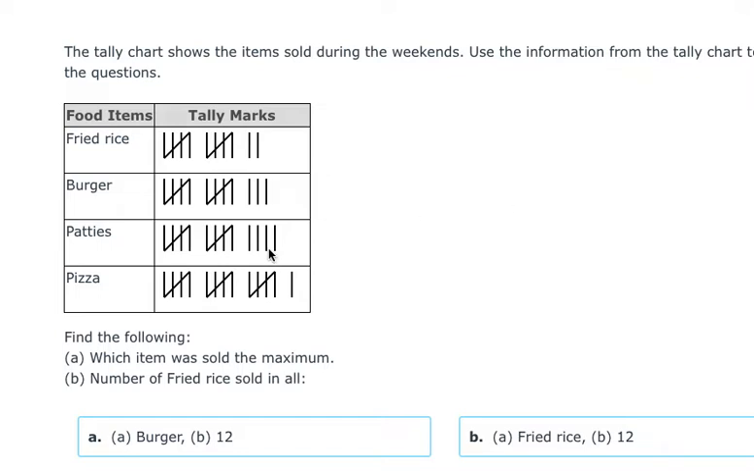Okay, fine. What's the question? Wait, let's find out how many are there first. 5 plus 5 is 10, plus 4, 14. You can see this pizza is more now. Why do you need to count? It's obvious that pizza is more. Which item was sold the maximum? The pizza was sold maximum. There's no need to count. Number of fried rice sold in all, as we counted, is 12.